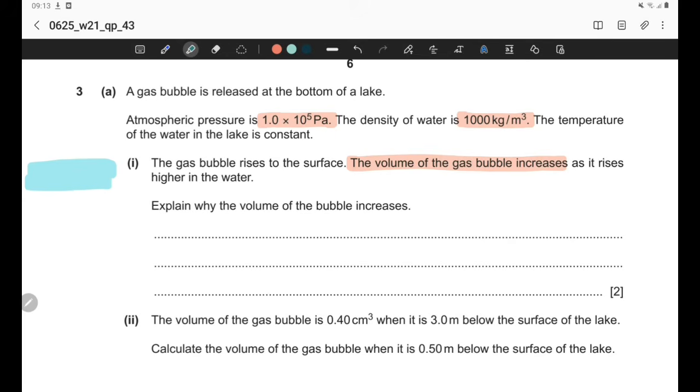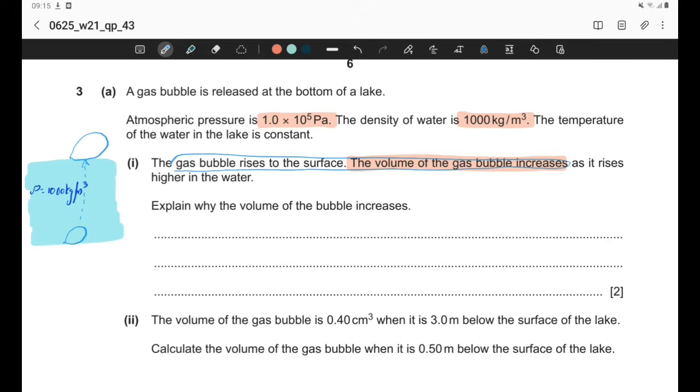So we have a lake here, and there is a gas bubble at the bottom of the lake. Pressure is not given, but the density of this water is given, that is 1000 kg per meter cube. Now this gas bubble rises to the surface, and the volume of the gas bubble increases. So when this gas bubble rises to the surface, its volume will be more. We can compare the size. At the top of the lake, the volume will be more, and at the bottom of the lake, the volume of the gas bubble will be less.